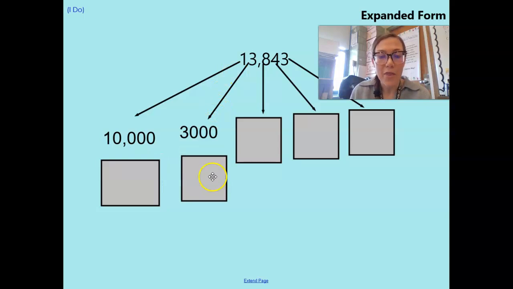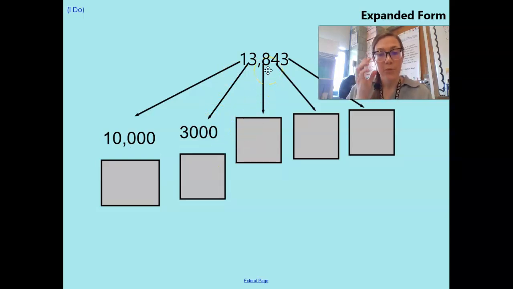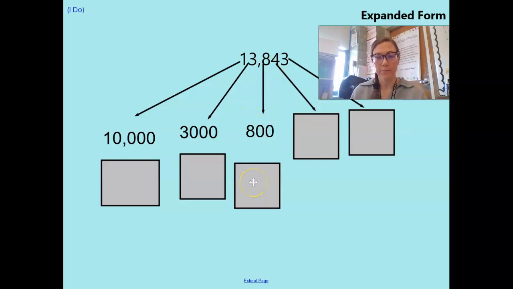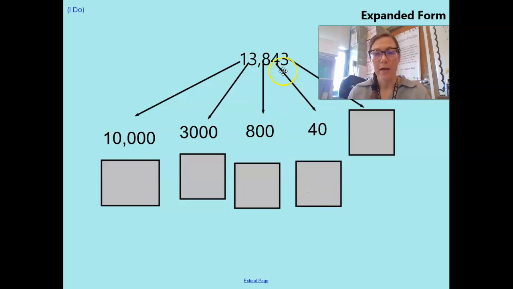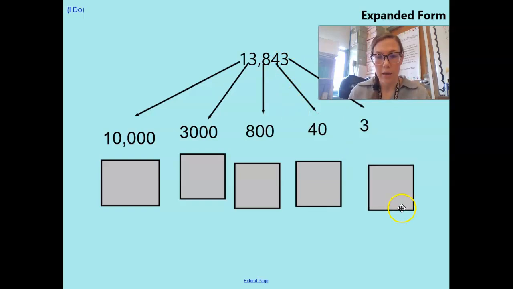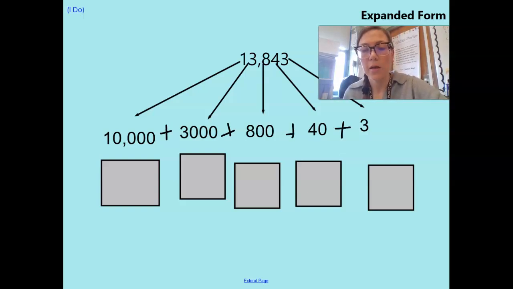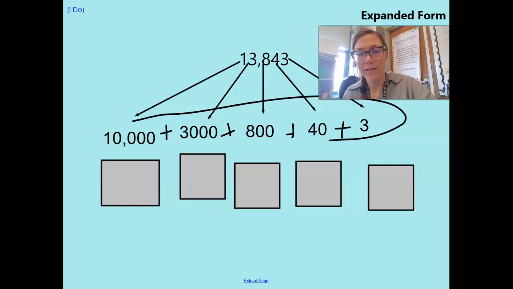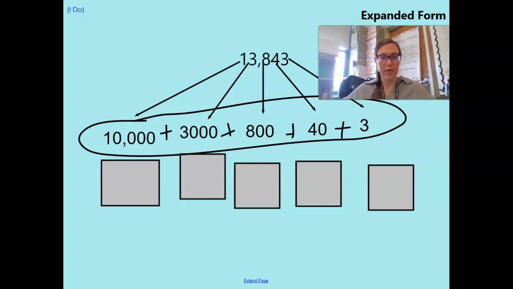3,000. Well, what about the 8? The digit 8 doesn't mean 8, it means 800. The 4 doesn't mean the value is 4, it means it's 40. And finally, in the 1's place, the 3 means 3. So expanded form is to pull out these values and put plus signs in between them. So 13,843 is 10,000 plus 3,000 plus 800 plus 40 plus 3. This is expanded form. We stretched it out.